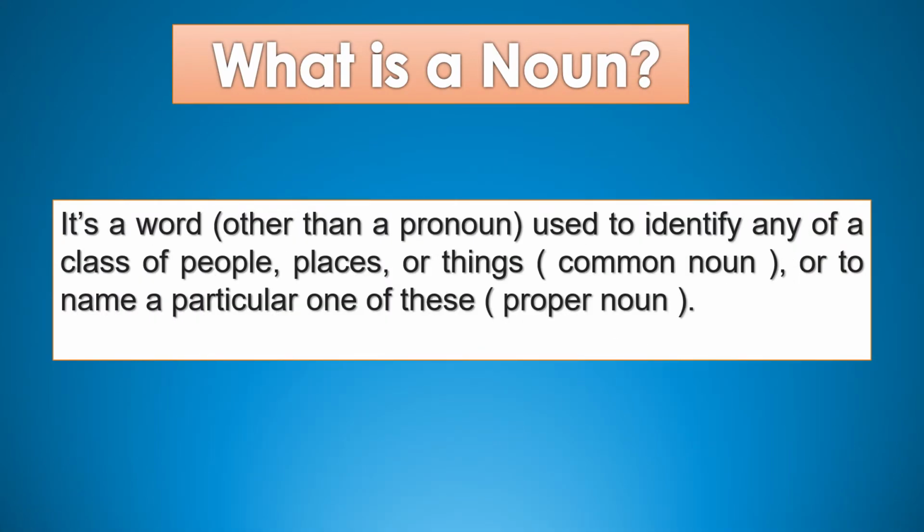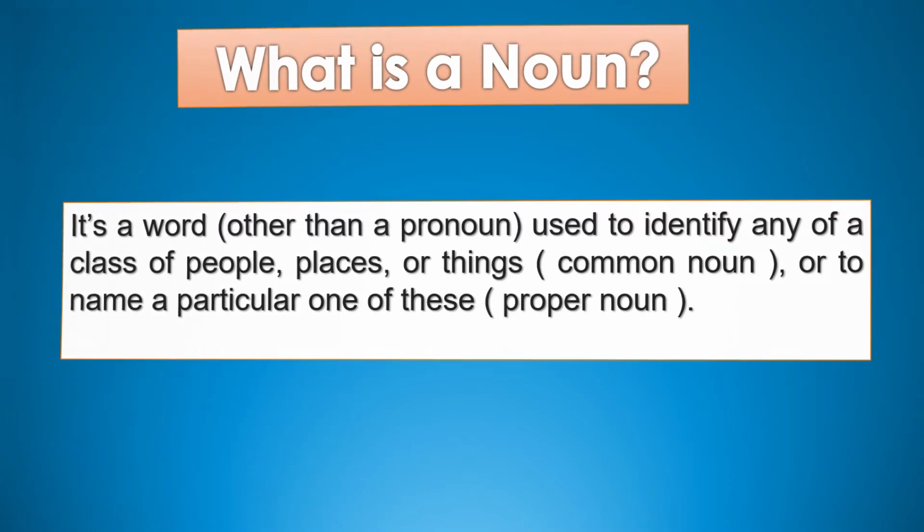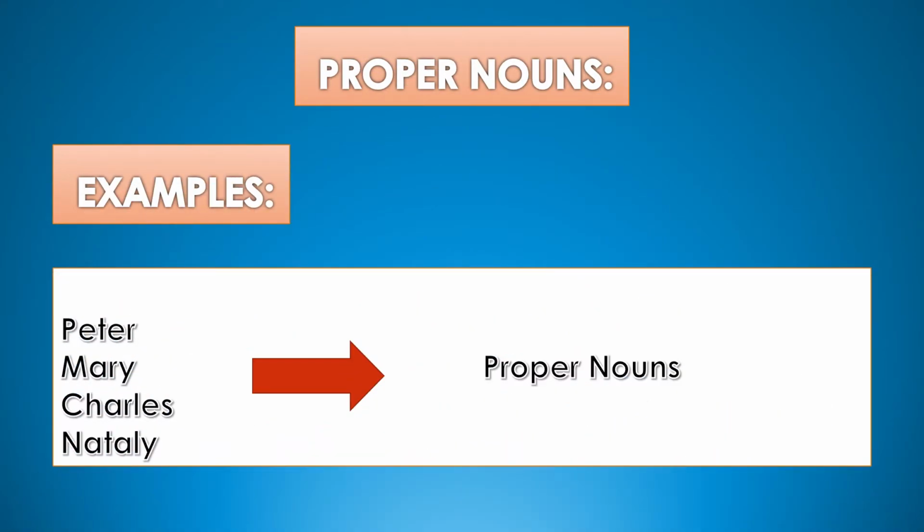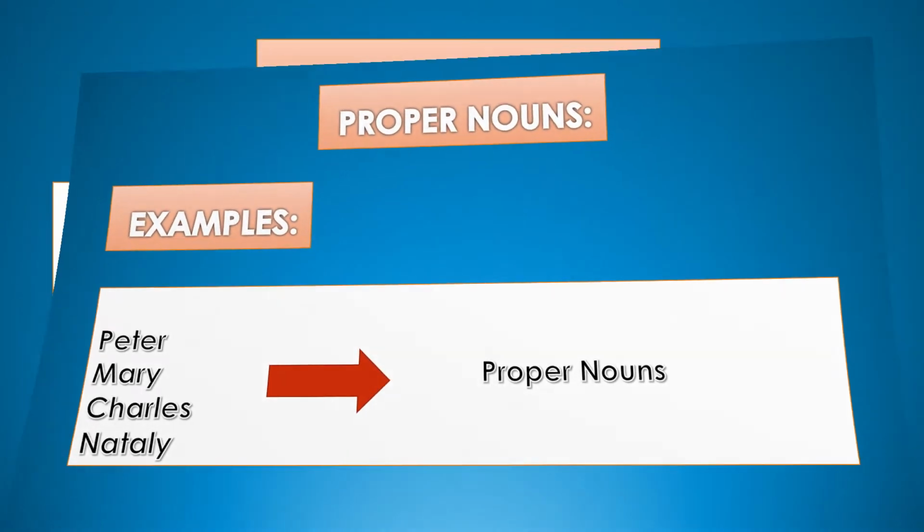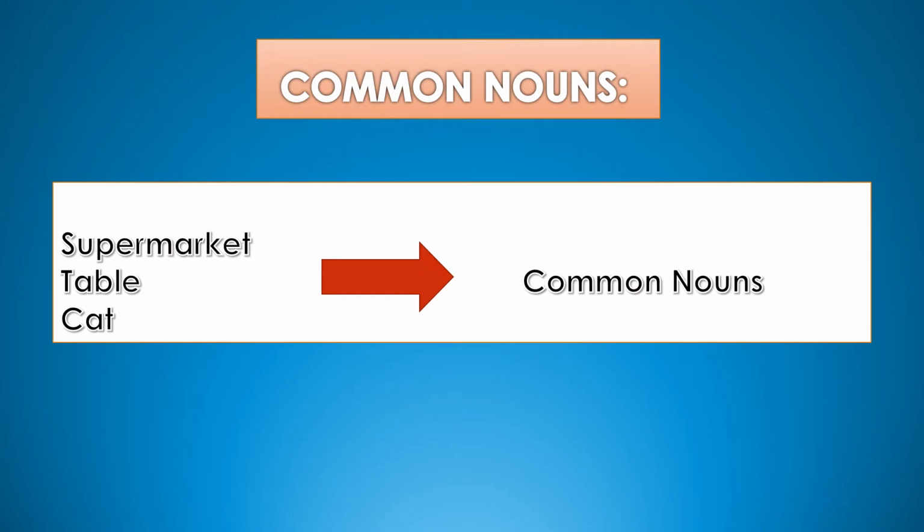Let's remember what is a noun. It's a word other than a pronoun used to identify any of a class of people, places, or things, common noun, or to name a particular one of these, proper noun. Some proper nouns are Peter, Mary, Charles, Natalie. Some common nouns are supermarket, table, cat.